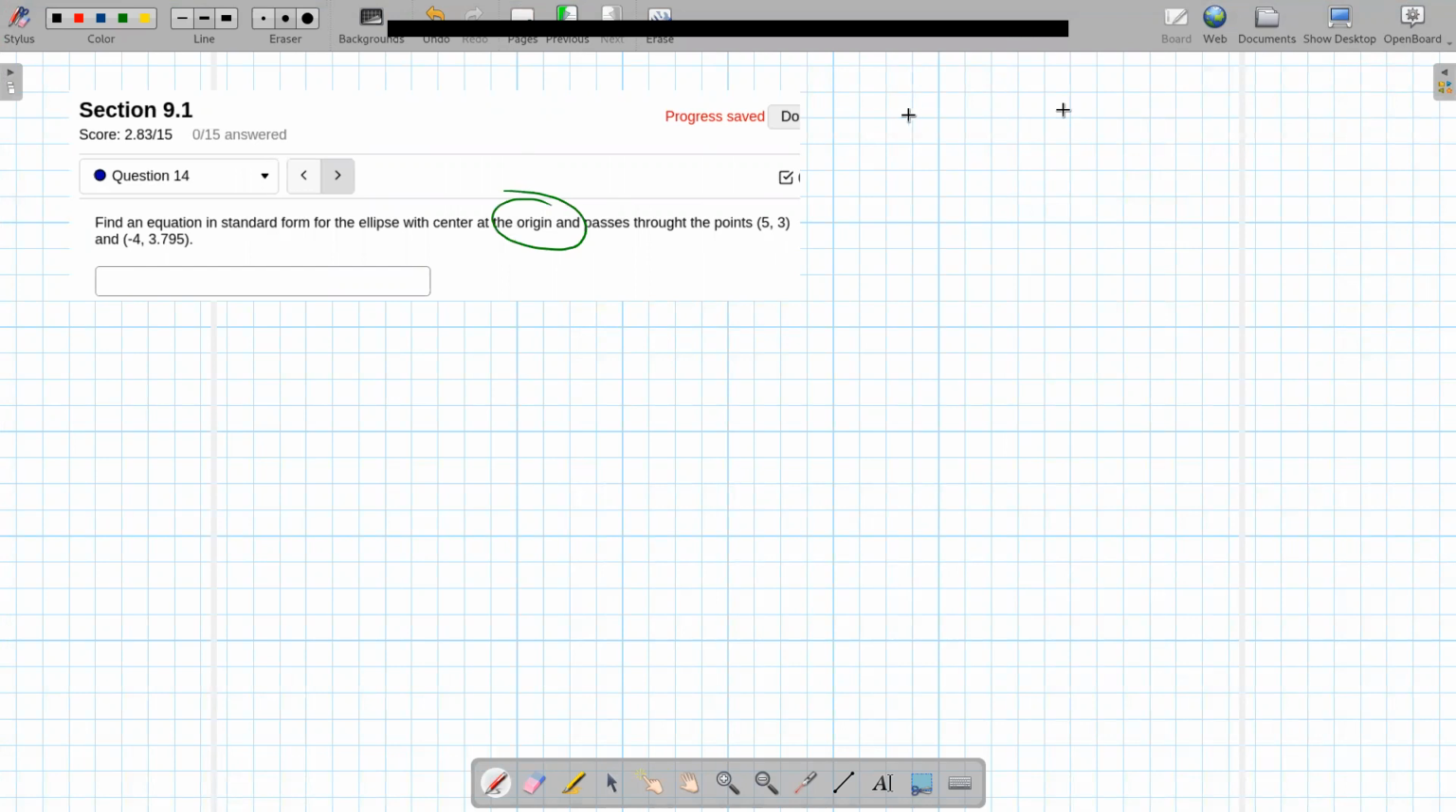So the equation I'm looking for is x squared over a squared plus y squared over b squared is equal to 1. So we have two unknowns here, a and b, but I have 2 points to make an equation to solve. So for the first point, x is 5. So 5 squared over a squared plus 3 squared over b squared is equal to 1. So there's one of my equations for a and b.